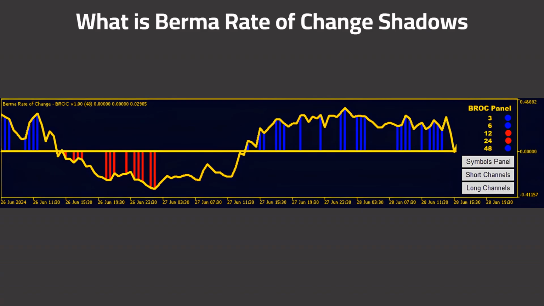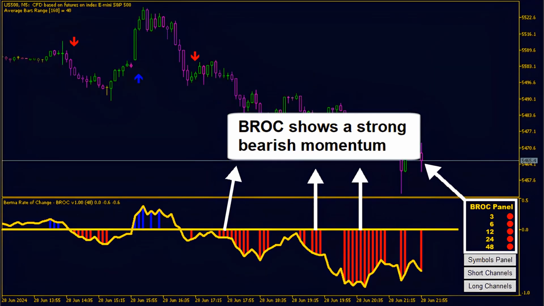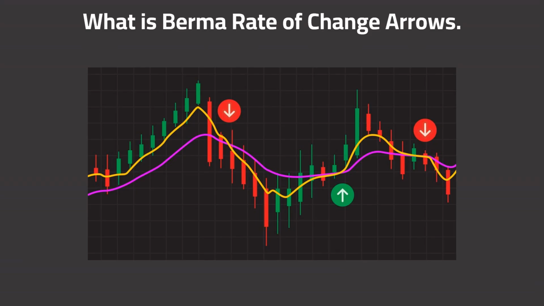What is Berma Rate of Change shadows? Every time the 5 points of the Berma Rate of Change panel turn blue, we have blue shadows on the indicator, which tells us that this area on the chart was a strong area of bullish momentum. Every time the 5 points of the Berma Rate of Change panel turn red, we have red shadows on the indicator, which tells us that this area on the chart was a strong area of bearish momentum. But when the 5 points do not agree in color, this is evidence of weak momentum, and therefore the shadows do not appear.